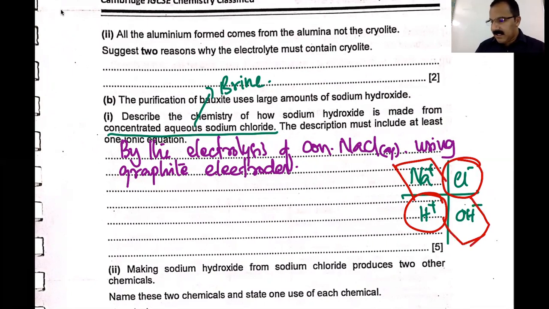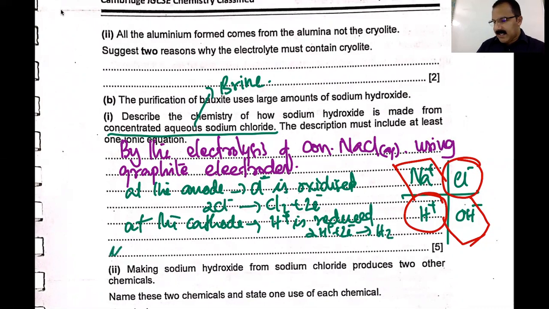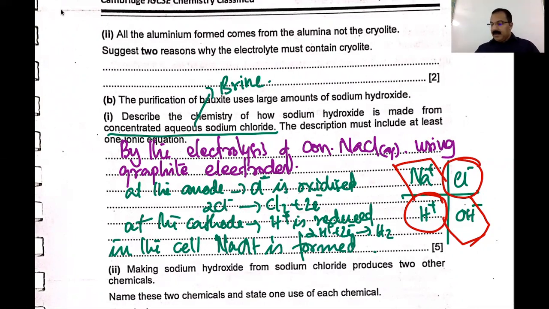So you continue. At the anode, Cl minus is oxidized. 2Cl minus gives Cl2 plus 2 electrons. At the cathode, H plus is reduced. 2H plus plus 2 electrons gets you H2. In the cell, NaOH is formed. That is the chemistry of how sodium hydroxide is made from concentrated sodium chloride.